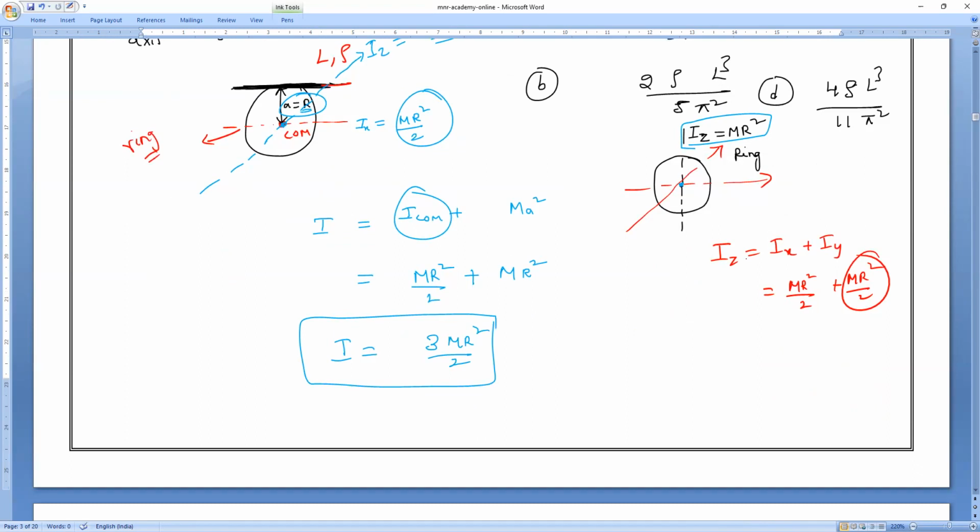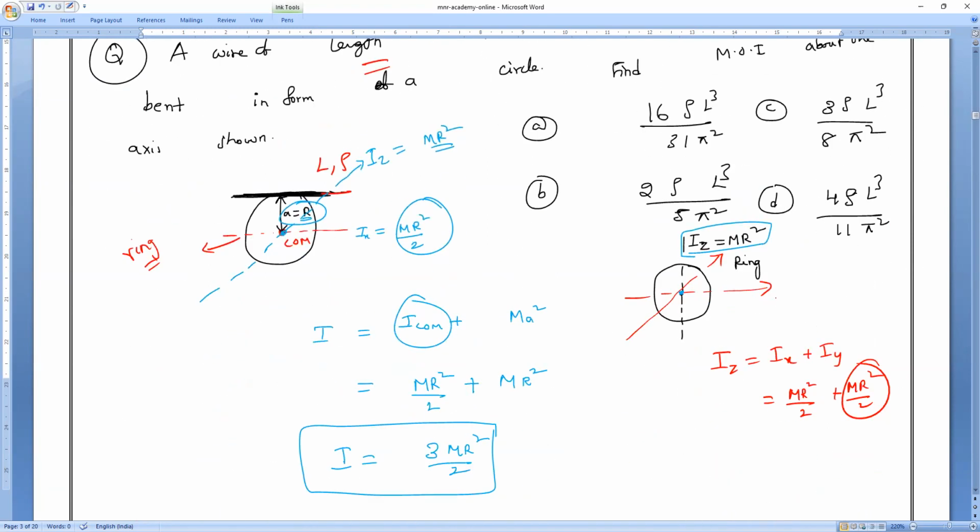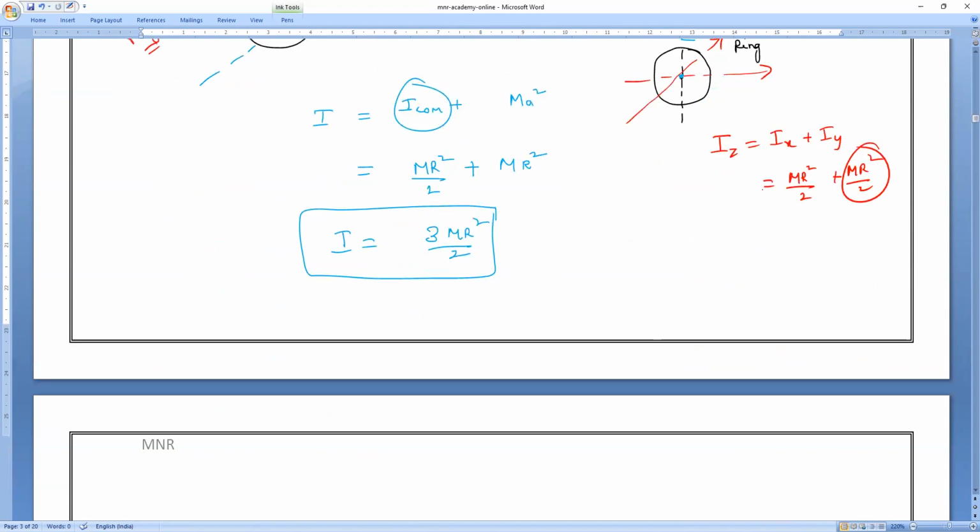But you can see the options are not matching. So what do we have to do, sir? What is the mass density formula, everybody? Density is equal to mass by total length. It's a ring wire. So from that, M equals density into L. So I will replace M, and I equals 3 into density into L.